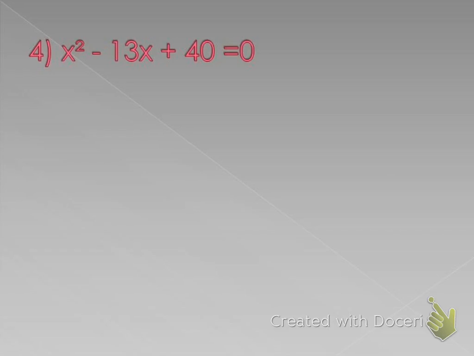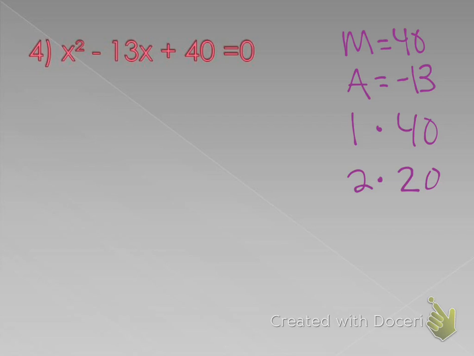What is my M? What is my A? Negative 13. If you are multiplying to a positive and adding to a negative, what do we know about the signs? They're both going to be negative. So I'll do like 1 and 40, 2 and 20, 4 and 10, 5 and 8. I think that's it, right?